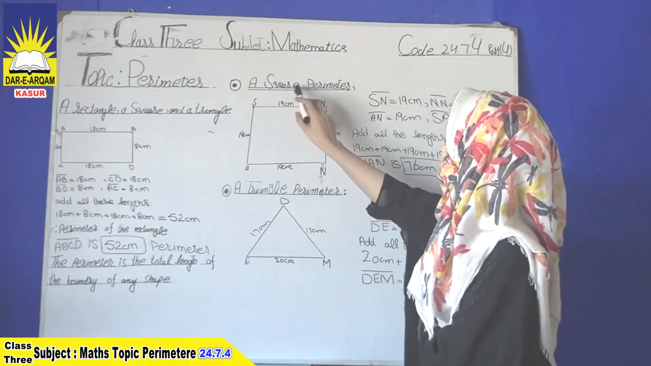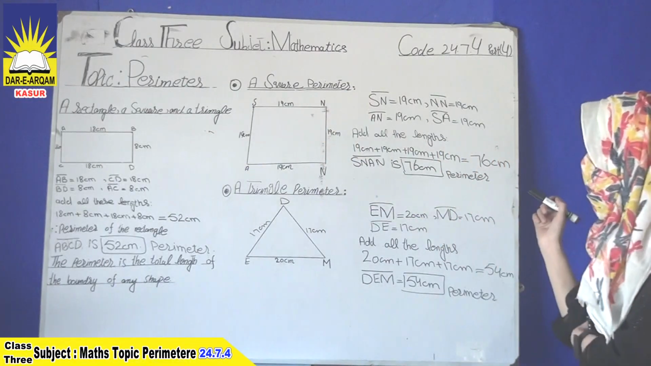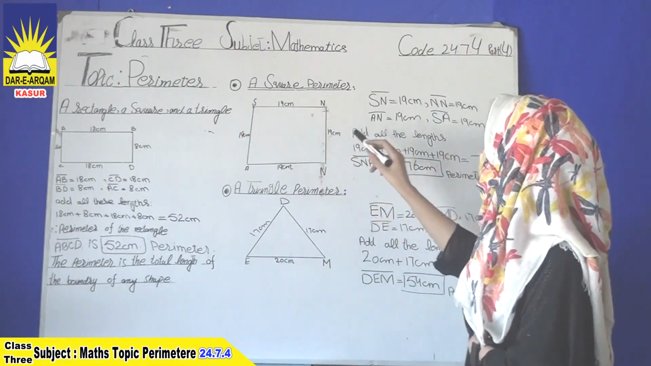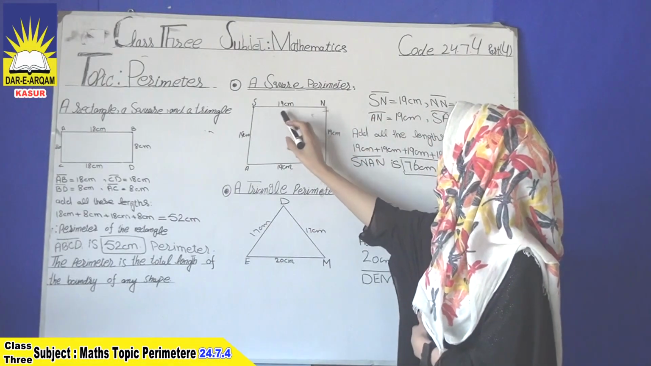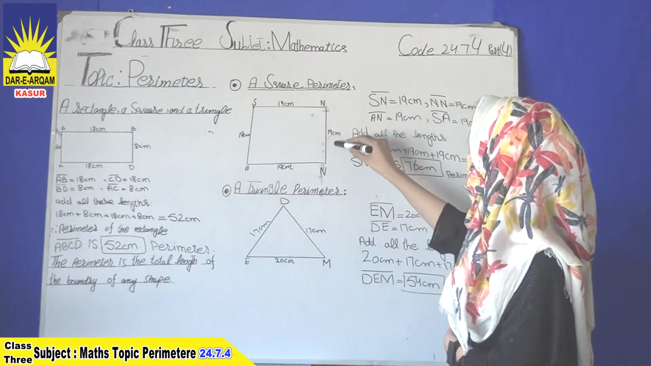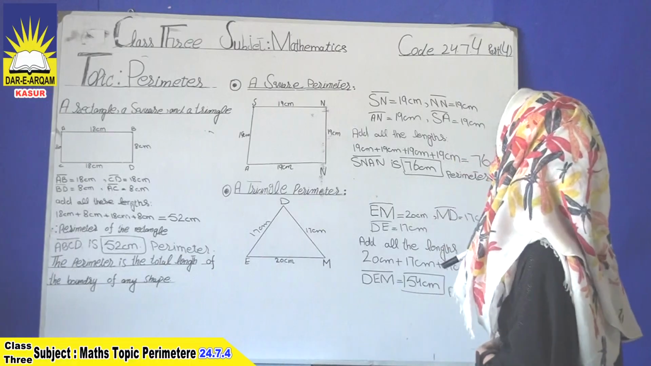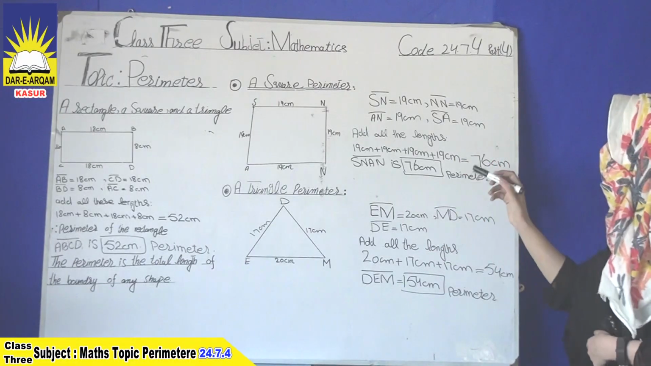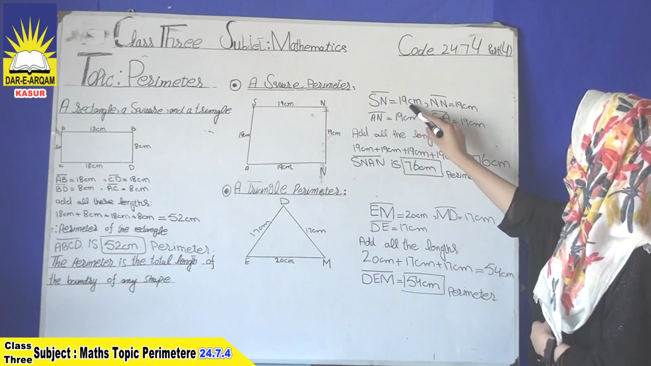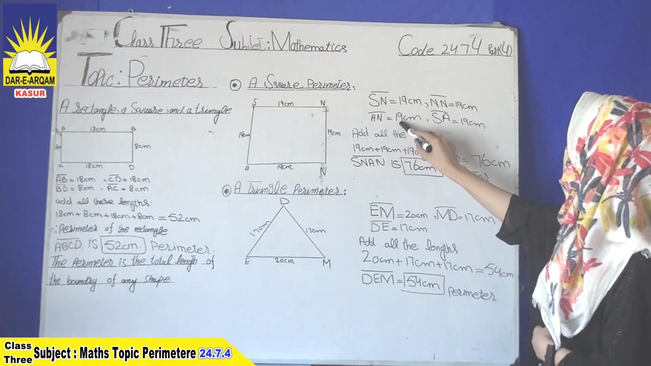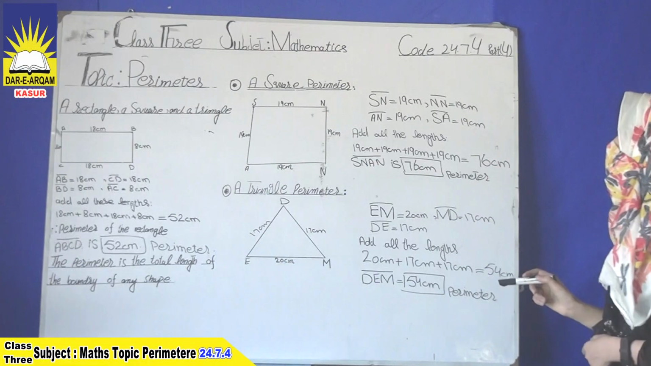So next we have the perimeter of a square. In a square, you know that all the sides are equal. So each side is 19 centimeters. Now we find the perimeter of the square: each of the four sides is equal to 19 centimeters.